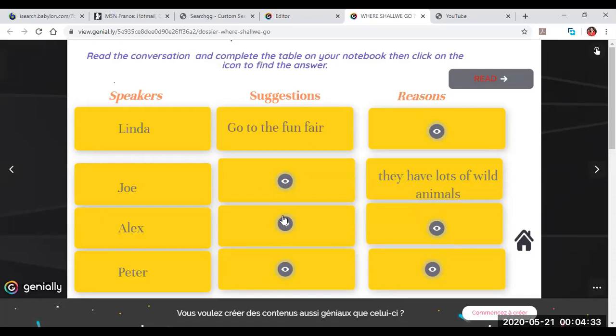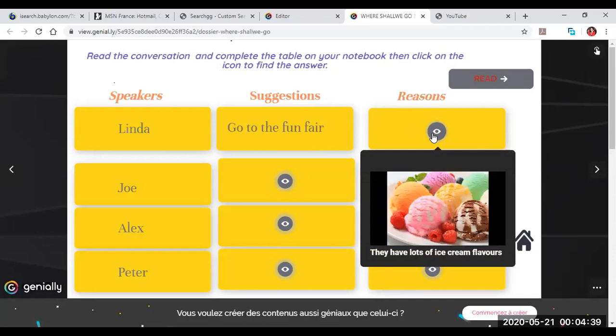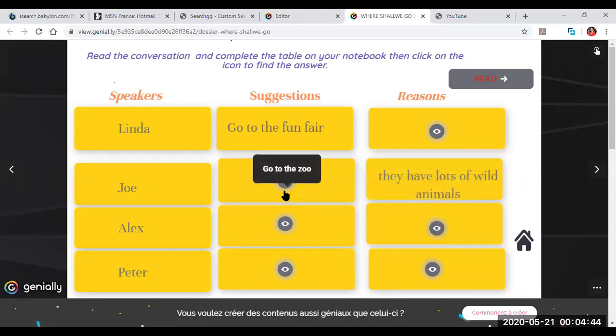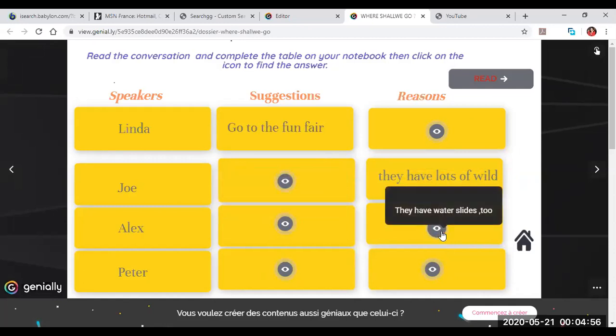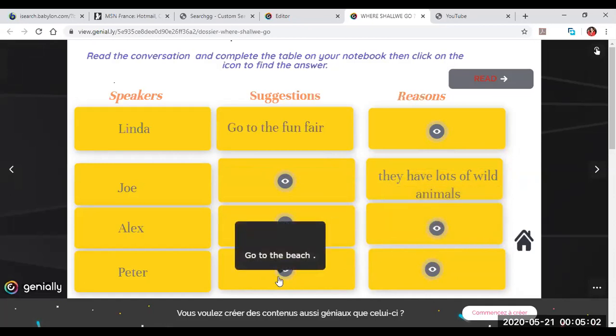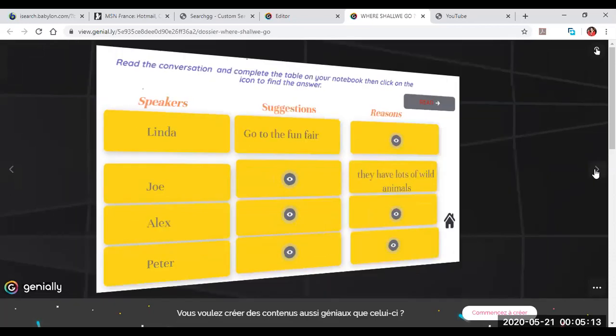All right, let's see the answers together. So the reason here is they have lots of ice cream flavors. For Joe, he would like to go to the zoo. For Alex, he would like to go to the swimming pool, and the reason is that they have water slides too. For Peter, he wishes to go to the beach, and the reason here is that he can windsurf. All right, let's move on.